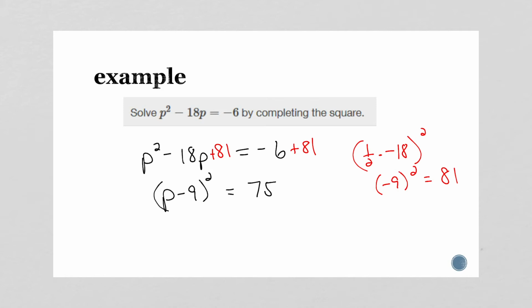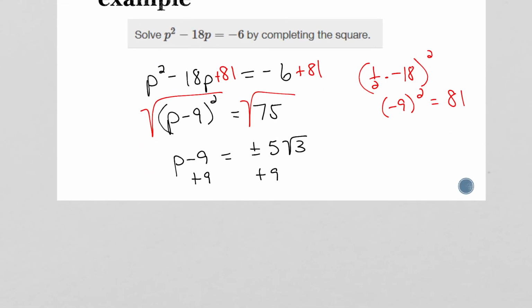All right, now I'm going to take the square root of both sides. All right, so I'm left with p minus 9 plus or minus, let's see here, the square root of 75, 25 times 3, and I can take the square root of 25, which is 5 square roots of 3. I just simplified that, okay? And now I'm going to add 9 to both sides. So my two solutions are 5 square roots of 3 plus 9, and negative 5 square roots of 3 plus 9.